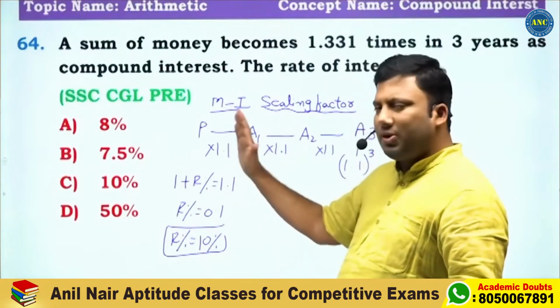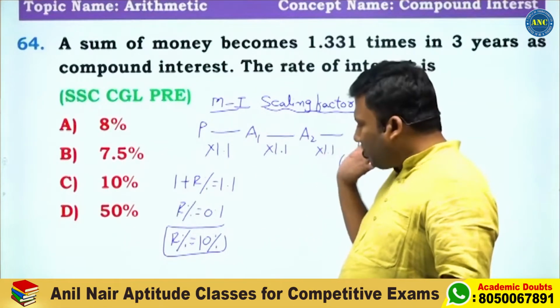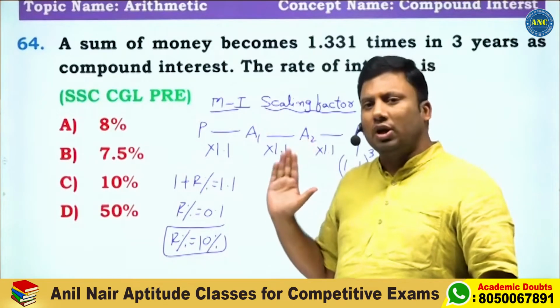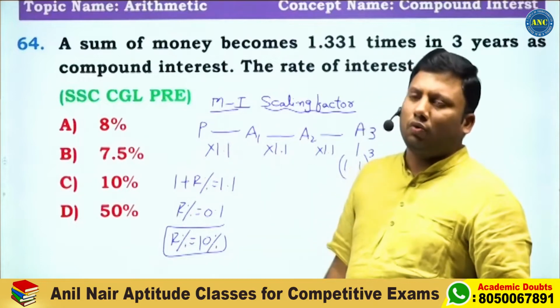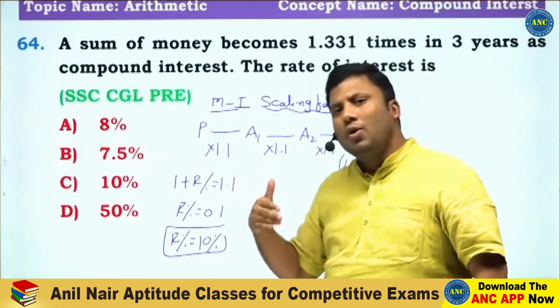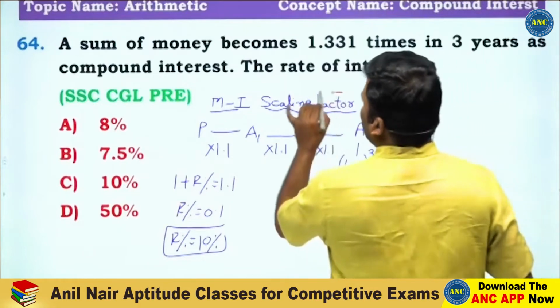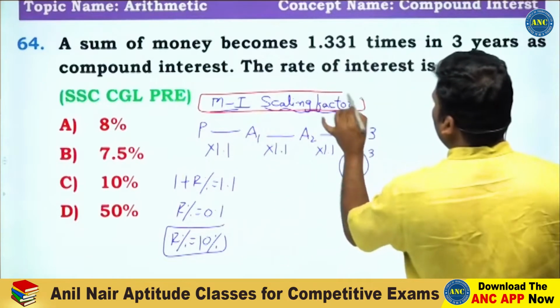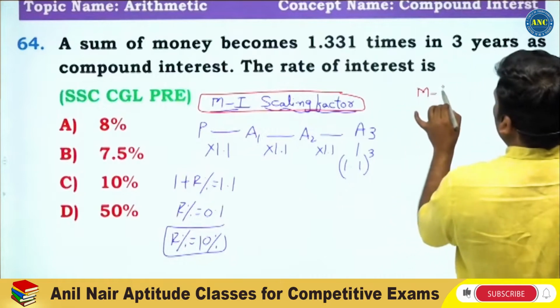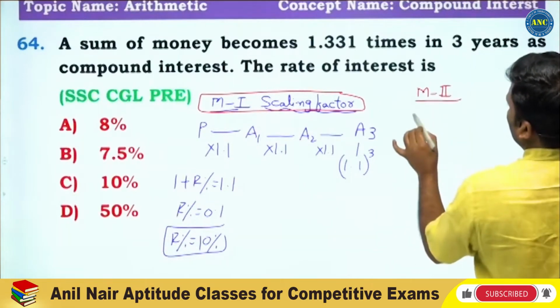Scaling factor concept, 3 years difference is there. That is the reason for 1.1 whole cube. Per year it is into 1.1. 1.1 is 1 plus R percentage. R percentage is 10 percentage. Scaling factor is method number 1. Students, depending upon your comfort zone, you can take any method.